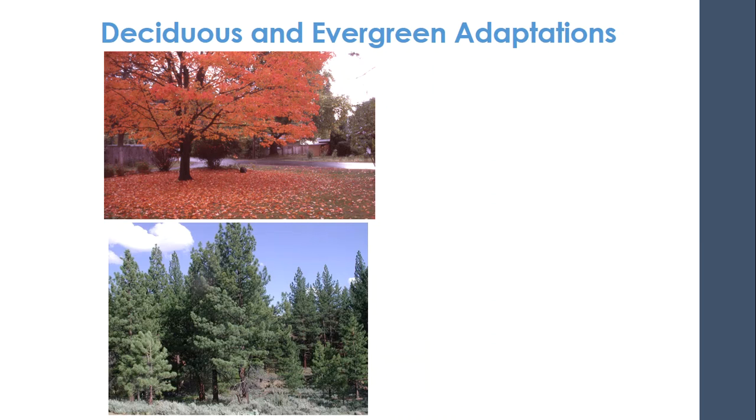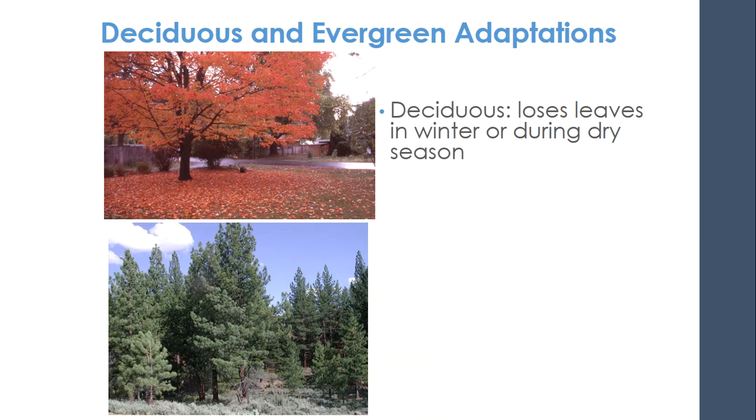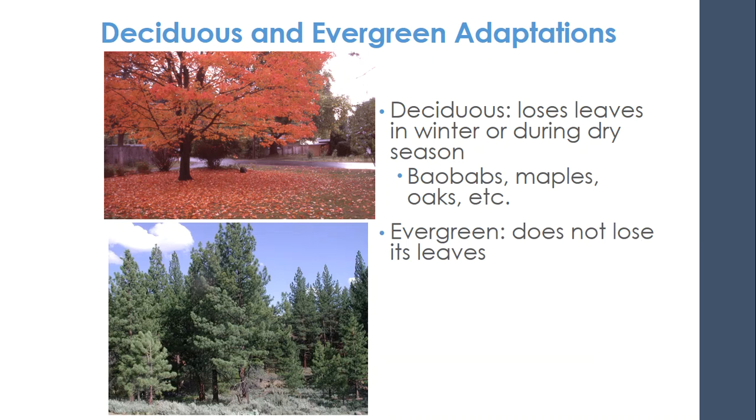We have tree adaptations, so deciduous and evergreen adaptations. Deciduous trees lose their leaves in the winter or during a dry season. So here's a picture of fall. I'm from a place where fall looks like this, and I miss it every year that I'm not there. But basically, in order to save water in its trunk, it drops all of its leaves. It kind of goes into a little bit of a hibernation during the winter. And these include trees like baobabs, maples, and oaks.